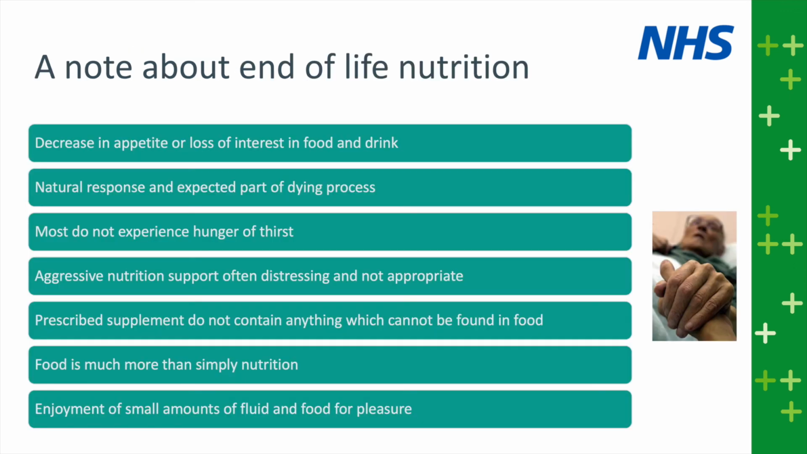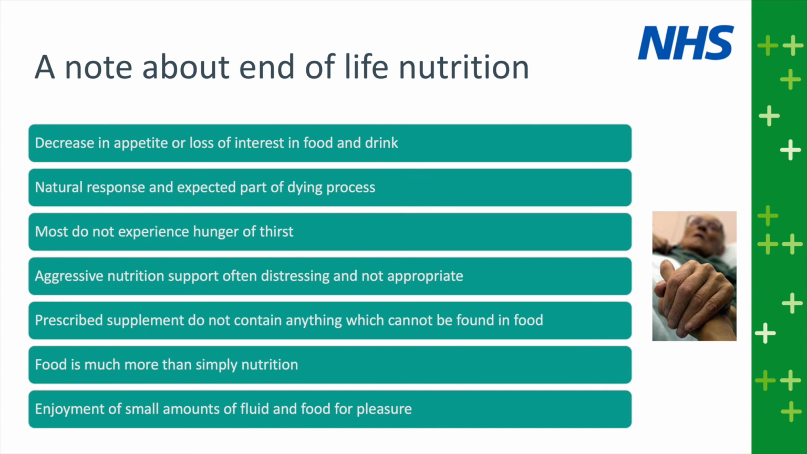And then next we talk about end of life nutrition. So I think this is a really important area to touch on because we often don't talk about this enough. Symptoms such as a reduction in appetite, a loss of interest in food or drink, or refusal can often be a symptom that those with life limiting illness may be approaching the end of their life. These symptoms are often a natural response and an expected part of the dying process when the body starts to slow down, and most in this stage of life do not experience hunger or thirst. Aggressive nutrition support can often be distressing and may cause discomfort and is often not appropriate in these situations.